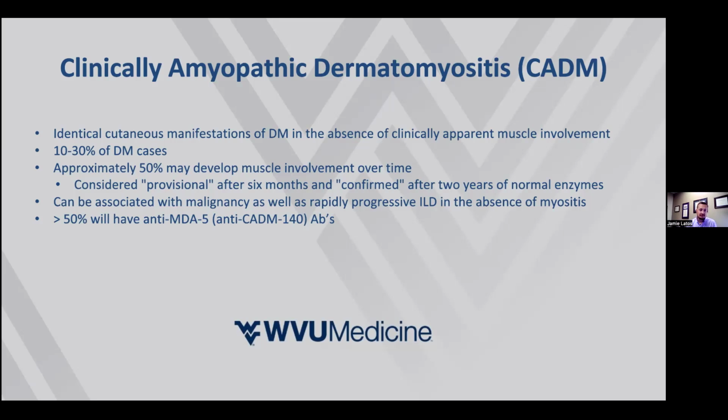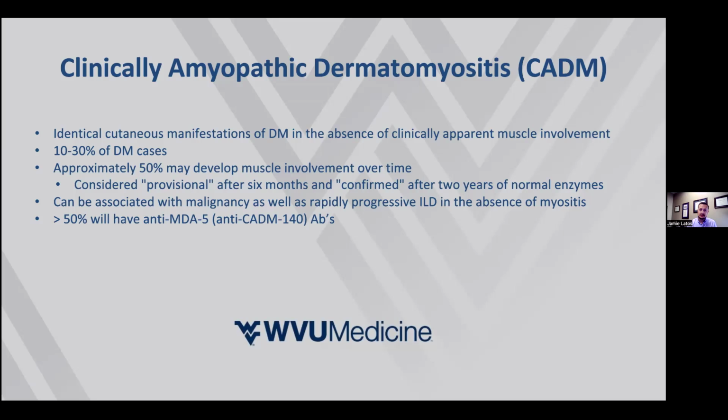Now, just because they may start off in this manner doesn't mean they're going to continue to follow in this manner. It's estimated that maybe about 50% of these patients who start off without obvious or detectable muscle involvement may develop that over time. So that's where the terminology of provisional CADM or confirmed CADM is based on how long you have followed the patient and how long they have stayed without detectable muscle involvement. If it's been about 6 months, it's provisional. If it's been 2 years and they've still not developed muscle weakness or CK elevations, then you can feel more comfortable labeling them as a confirmed case of clinically amyopathic dermatomyositis.